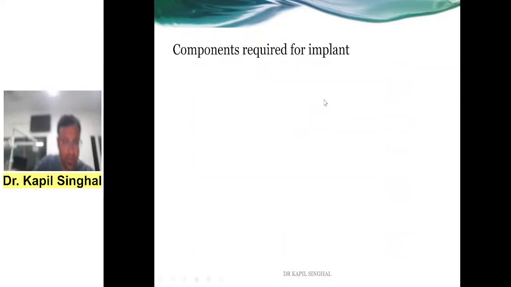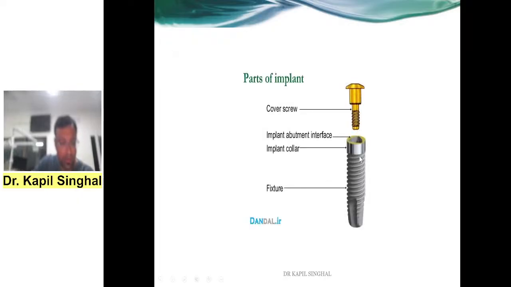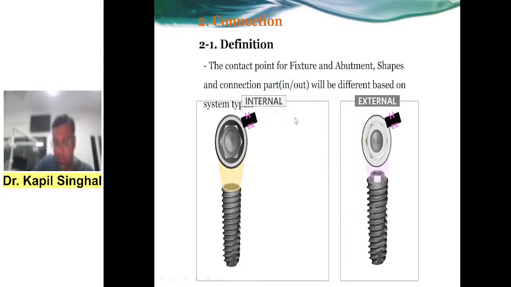Now, the next thing that you need to understand is what are the different components that are required for dental implants. First of all, we all know that your implant is a hollow structure. So this is your implant. It is made up of titanium, and this implant would be covered with a screw that is known as a cover screw. So the next component that you need to remember is this cover screw.